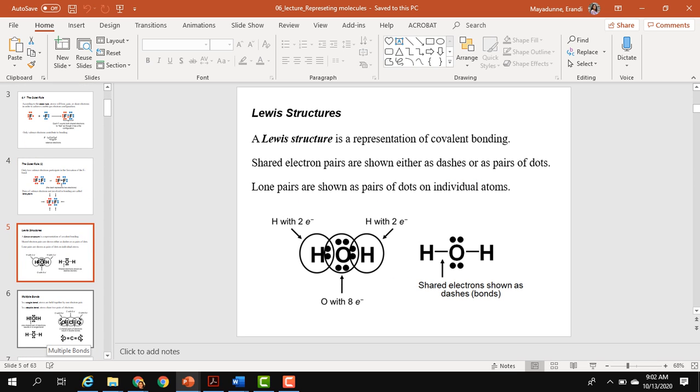Lewis structure is another important aspect. It is a representation of covalent bonding. Lewis structure shows only valence electrons. What are the valence electrons? Valence electrons are in the outermost shell. So it shows how these outermost shells bond. When you draw a Lewis structure, you only draw the outermost shell. Let me show you.